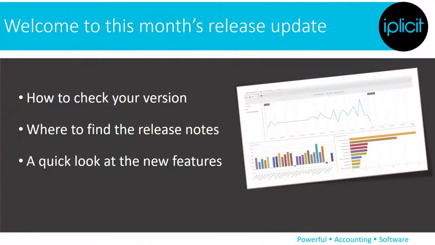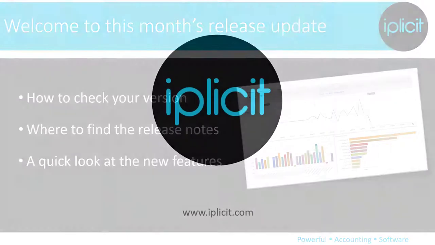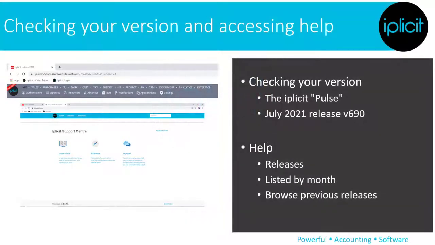In today's video, we're going to take a look at how to check your version, where to find the release notes, and we're going to take a brief look at some of the new features and enhancements. To find out what version you're on, head over to the Pulse and the version number will be displayed at the bottom of your screen. To find this month's release notes, as well as the prior month's release notes, head over to the iplicit Support Centre.